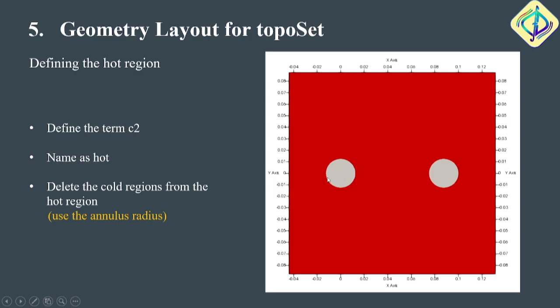Now you have to do the exact same thing for the second pipe, the second pipe and second cold region. This one we had labeled as C0, C1. So C0 for the cold region and C1 for the pipe region.